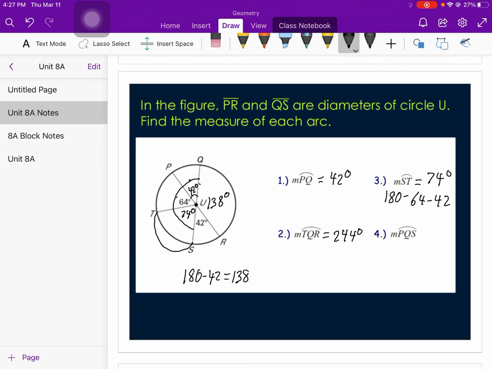The last one, PQS. So thinking about what we've filled in so far, I'm just going to keep those values. We know all of the single marks, PQ all the way to S. Well, from Q to S, that's going to be 180. That's half the circle. So we just need to do 180 plus 42 because we need to add this P to Q. And that's going to give us 222 degrees.